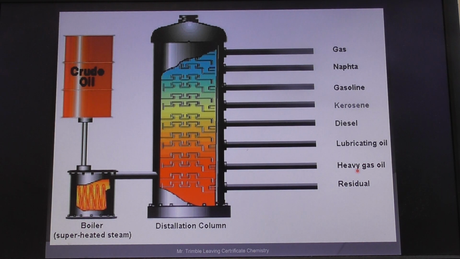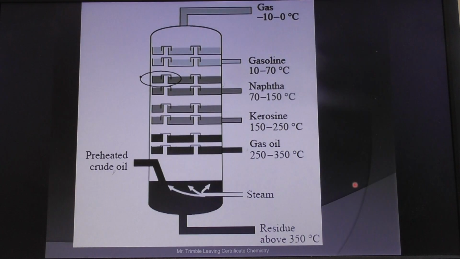And then heavy gas oil, you start entering into the mid to late 20s in terms of number of carbons in the molecule, and then you have residual. That would be like bitumen, tar, and that's well up into the 30s and 40s, or if not higher.